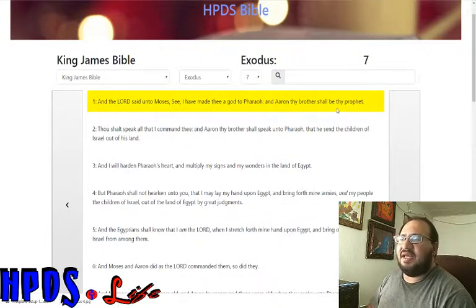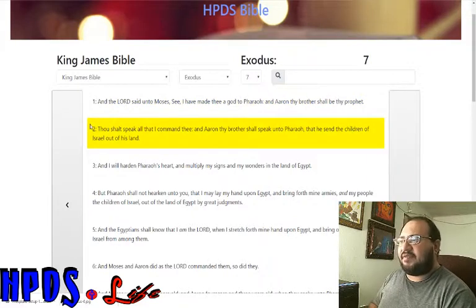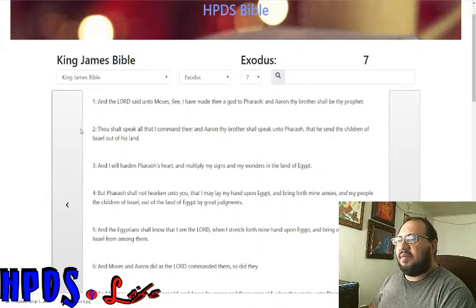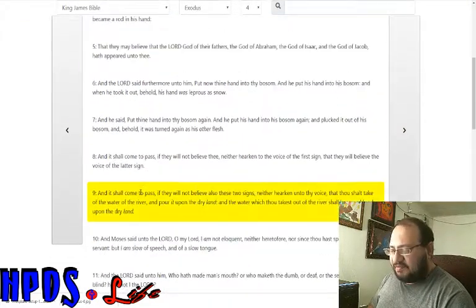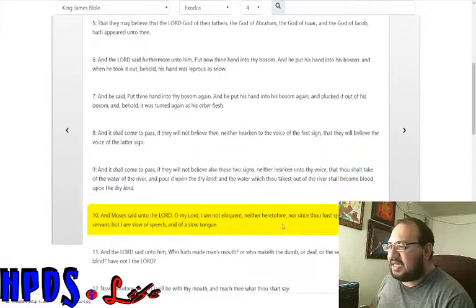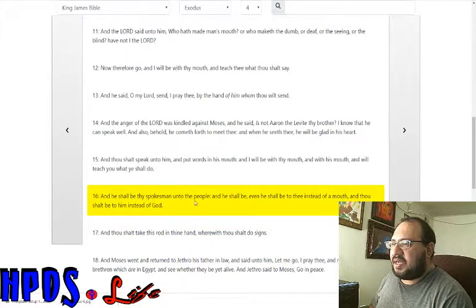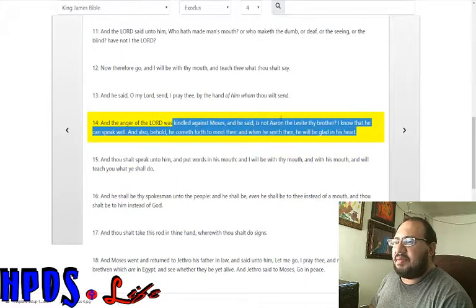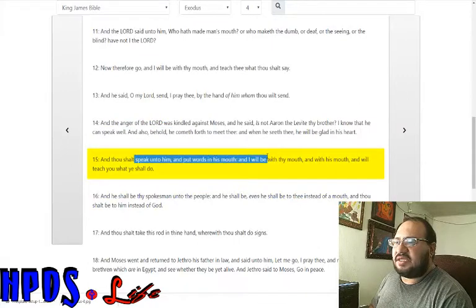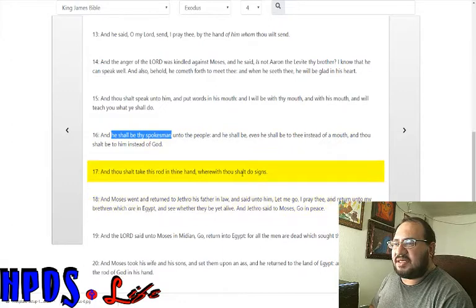So once again, this is coming from earlier, from chapter 4. Remember, let's go back to chapter 4. I want to say it was something like verse 16. And he shall be thy spokesman. So right here he was talking about it, because remember, the anger of the Lord was kindled against Moses, and so he makes Aaron his spokesman. And that's what he's getting at.